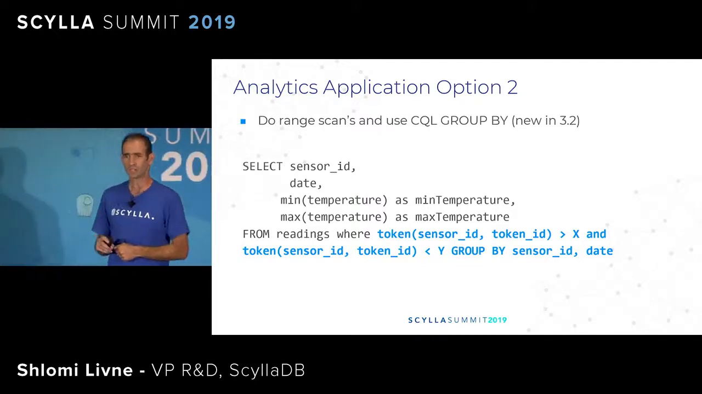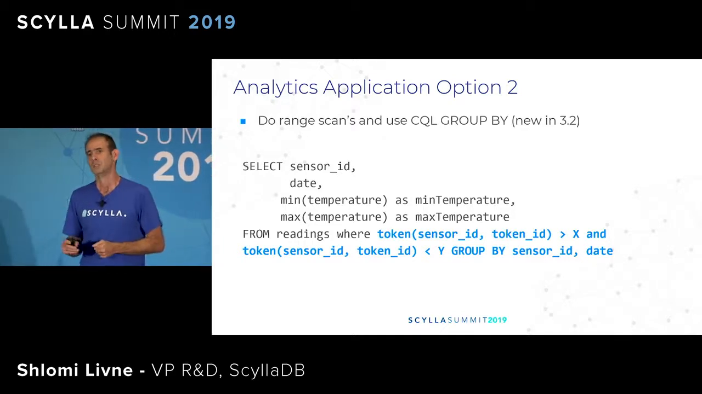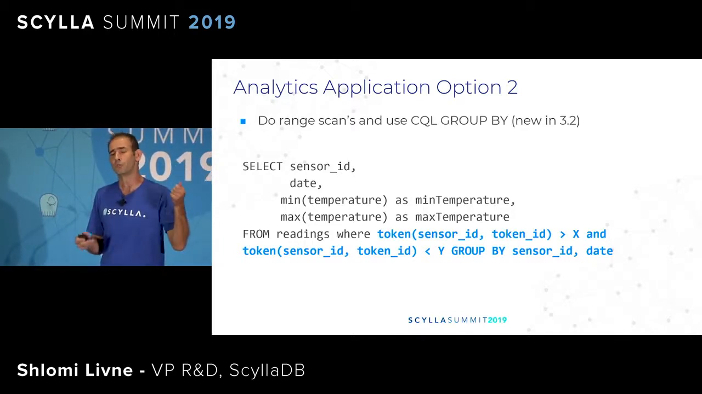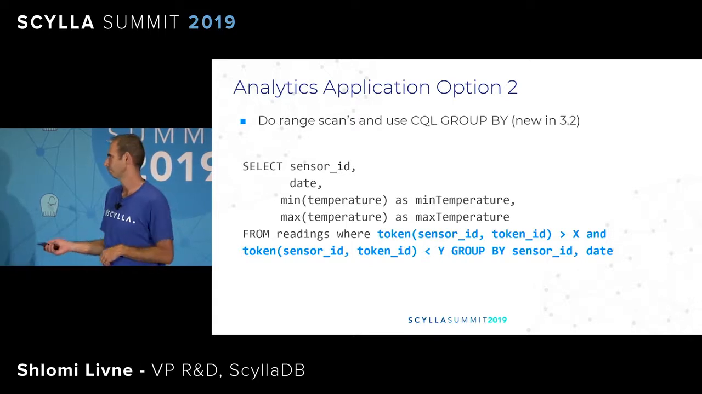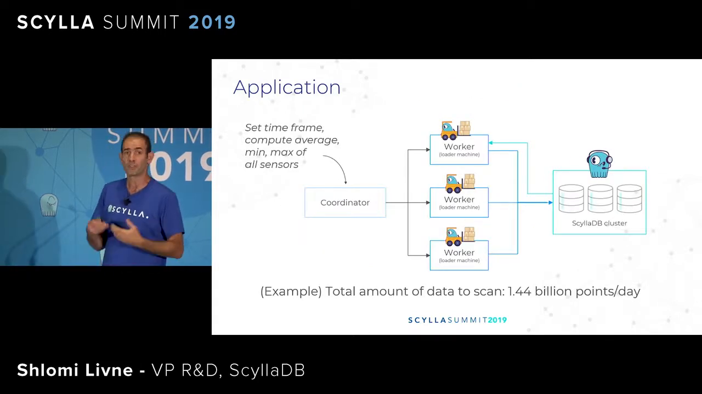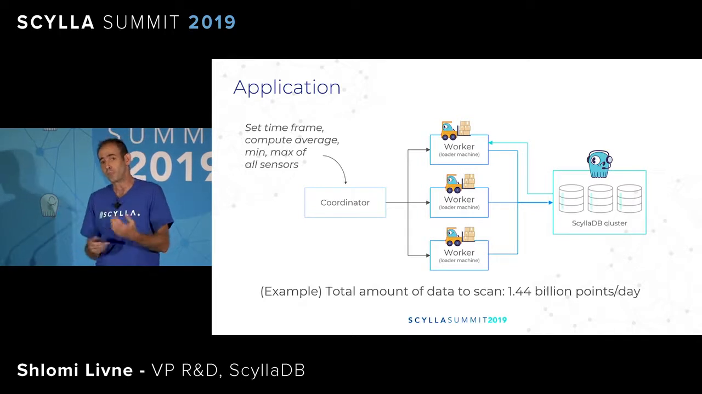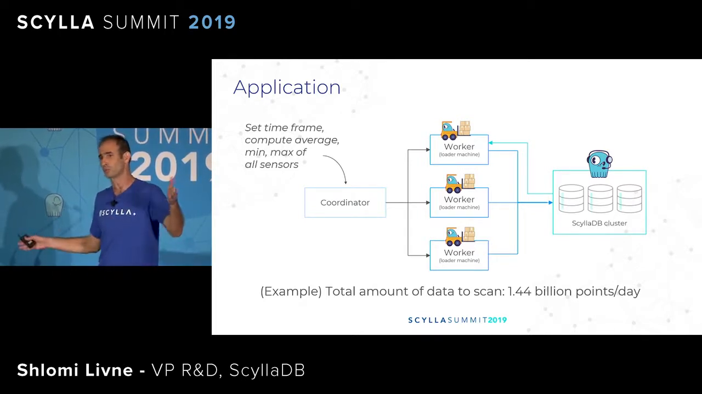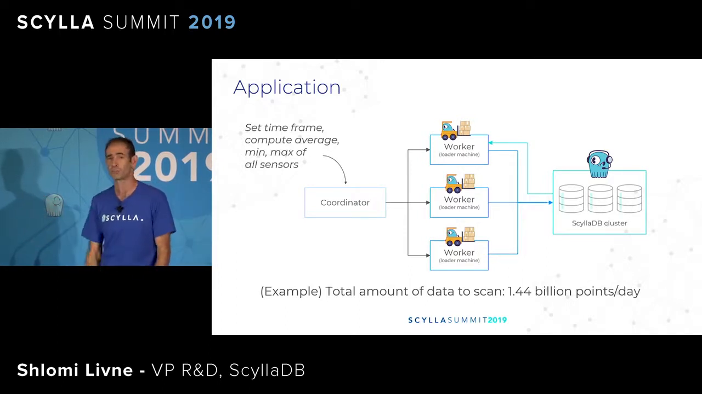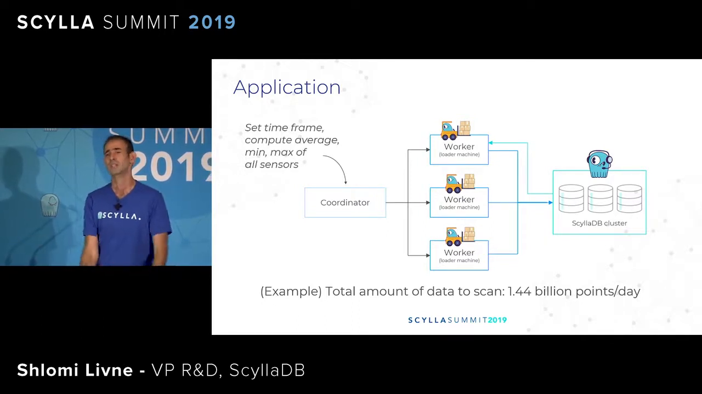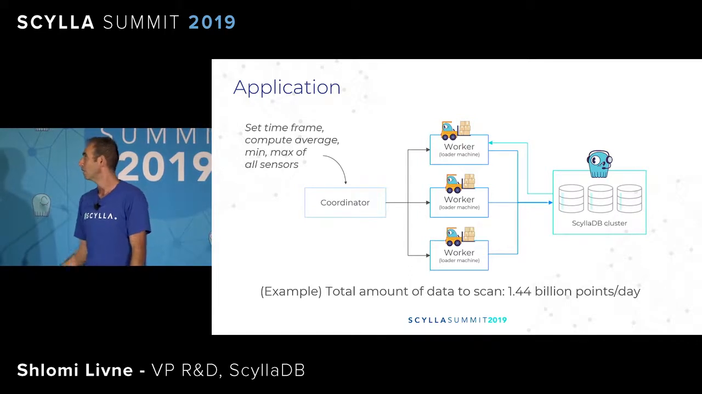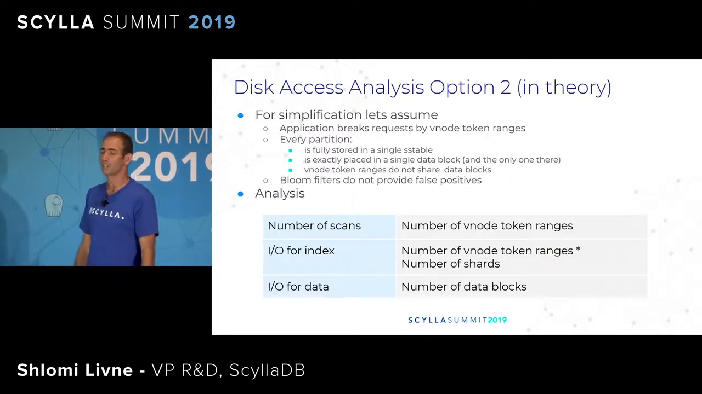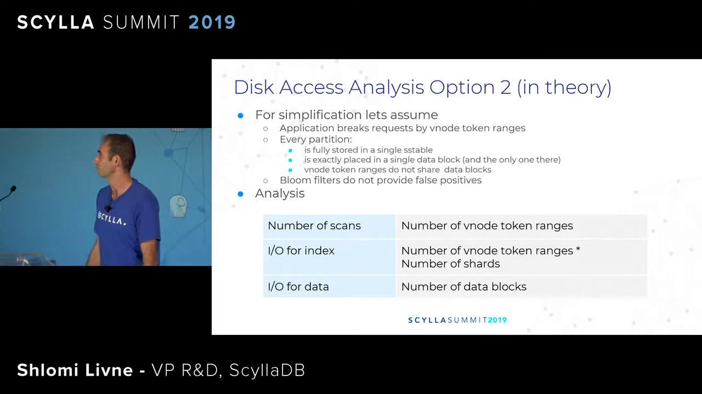Okay, which is perfect. I'm getting a minimum and maximum for each sensor and a date. Why do I need token ranges? Because I want it to be optimal. I want to send that query to the replica that has the data. So the application is very similar. The application needs to know the token topology of the cluster, then break up the huge range into subsets of queries. It's going to send that to the workers that are going to query the database, return this back, and we have our result. So let's analyze the theoretical disk access of option number 2.